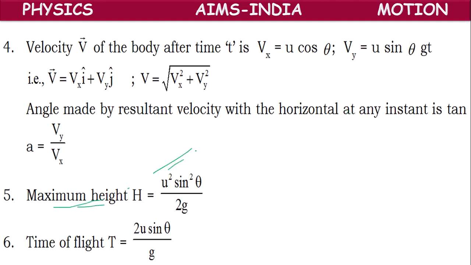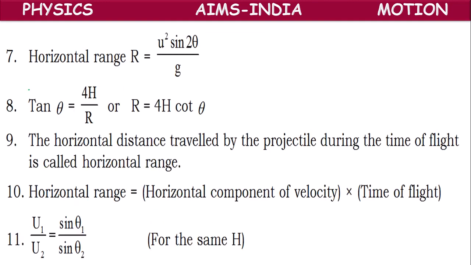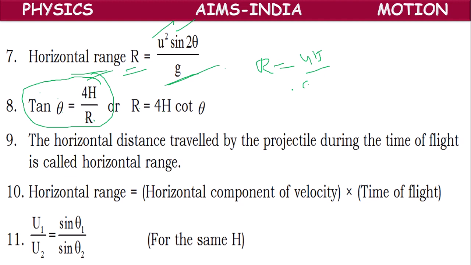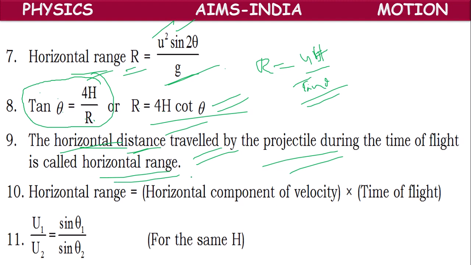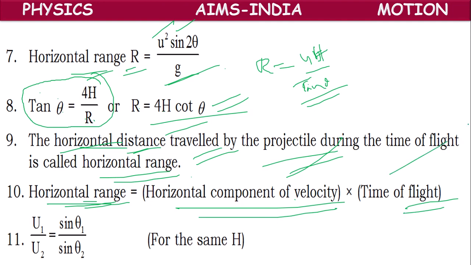So maximum height formula: h equal to u square sin square theta by 2g. Time of flight formula: T equal to 2u sin theta by g. Horizontal range formula: R equal to u square sin 2 theta by g. The relation between these two: tan theta equal to 4h by R, or R equal to 4h by tan theta, which can be written as 4h cot theta. So horizontal distance traveled by projectile is called horizontal range. How to calculate it: horizontal component of velocity into time of flight.